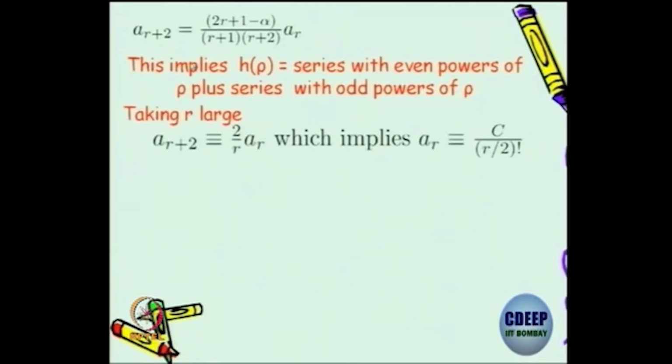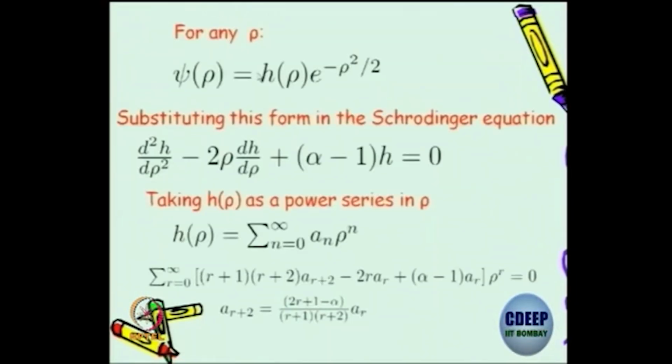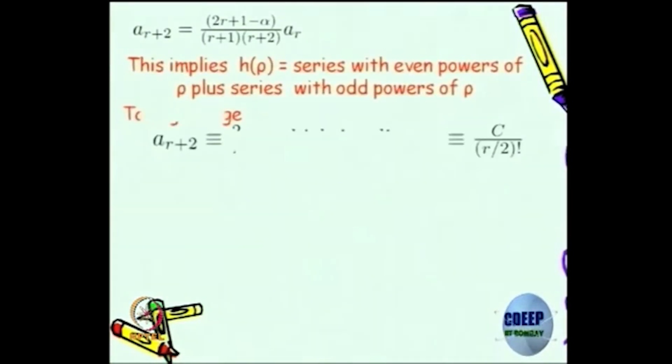So don't confuse this r with any radial coordinate or position. This r is the subscript r in the coefficients which are there in the power series which we wrote for h of rho. A subscript r. Let's take this subscript r to be very large. If I take r to be very large, then this r is very large.